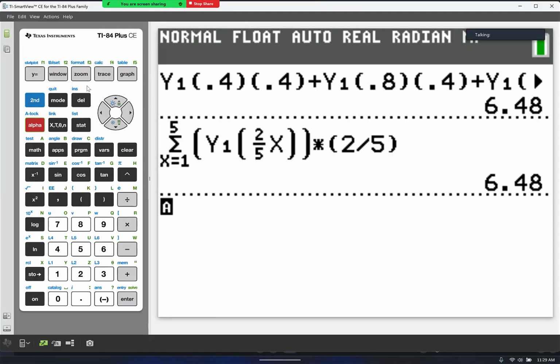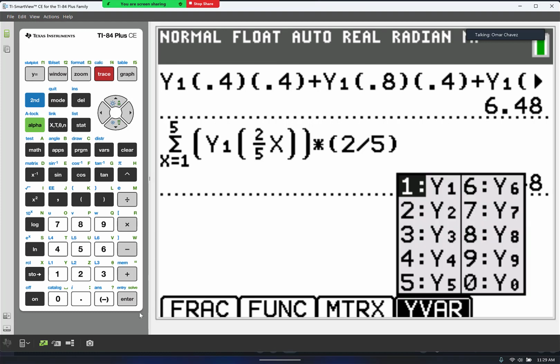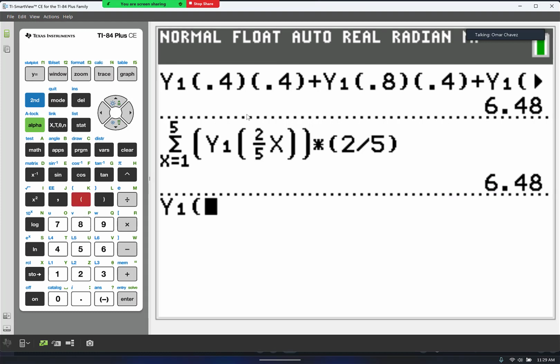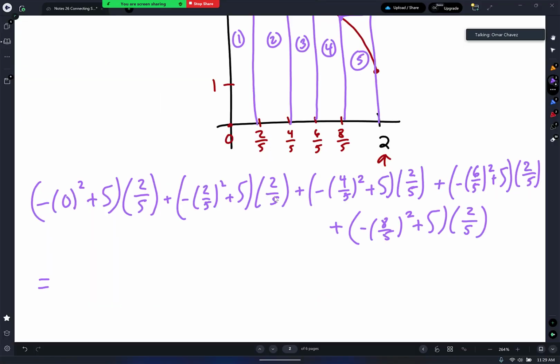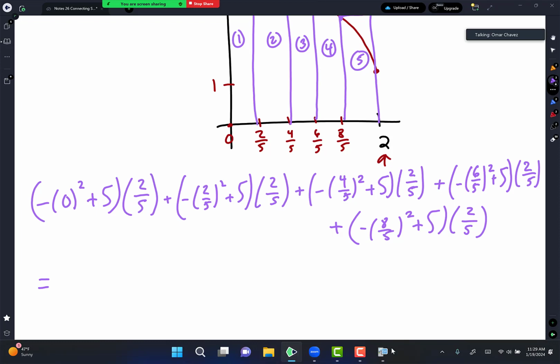Let's see. This time I'm going to be smart, and I'm just going to multiply the whole thing at the very end. Because, see how, okay, real quick, see how they have the 2/5 on all of them? I can factor it out and just do it at the very end.